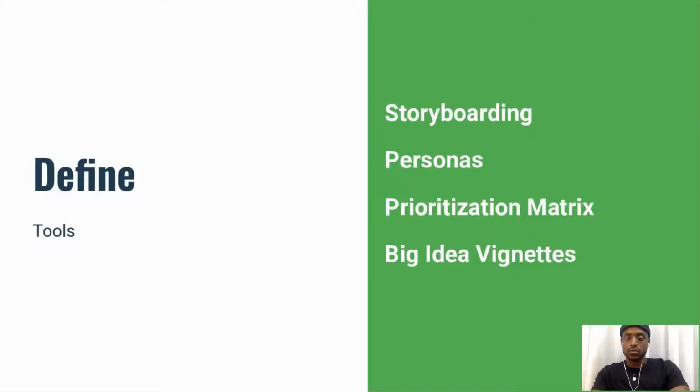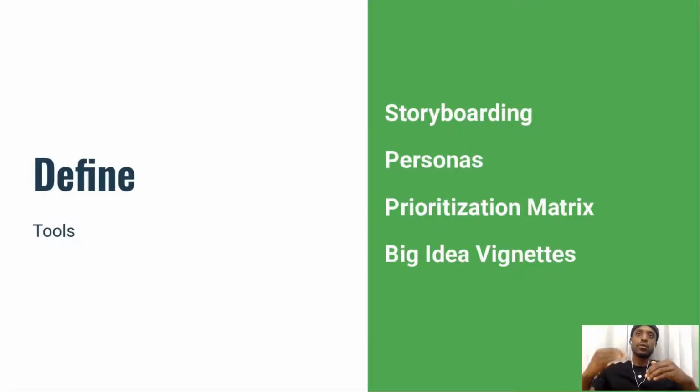And so tools for this particular phase are storyboarding, where you map out, you draw, it's pretty much a visual of what your user is experiencing. You can do personas, where you take your insights from the entire group of users and you boil them down to a persona. You have prioritization matrices, where you have a quadrant of 4 and you start to group the problems and base them off of precedence, which one is more important than the next. And then big idea vignettes, where you have one idea and you work backwards.